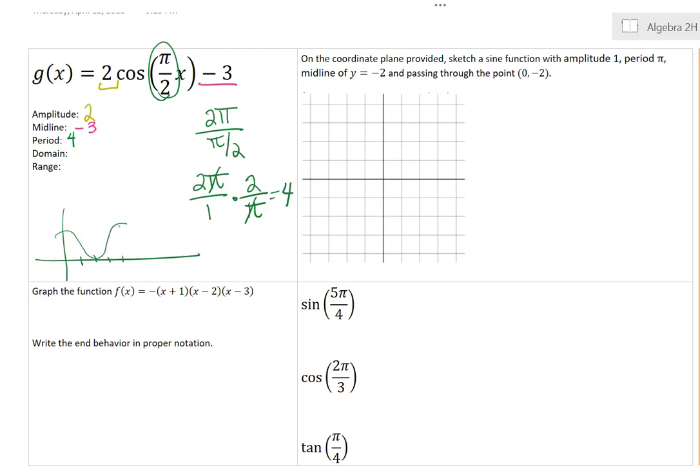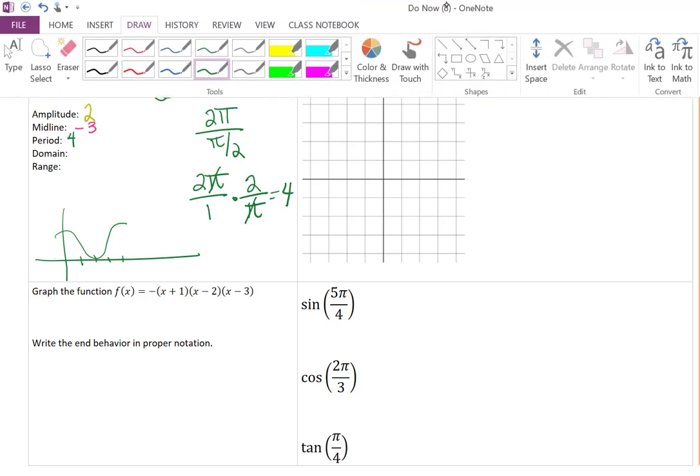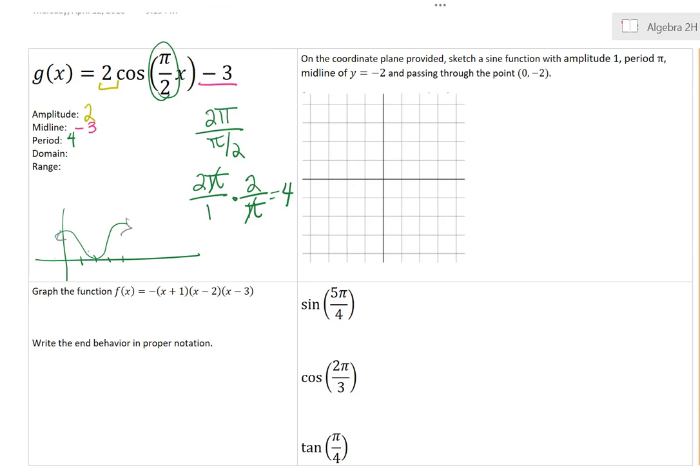Your domain is always going to be all real numbers. These are cyclic functions, which means that they continue on and on and on. They keep on cycling through the values. So domain is all real numbers. And range, remember we talked about that yesterday. Because I'm starting off at -3, and from that -3 I'm going 2 above and 2 below, my range is going to be -3 minus 2. So -3 plus or minus 2. Which gives us a range of -5 to -1.